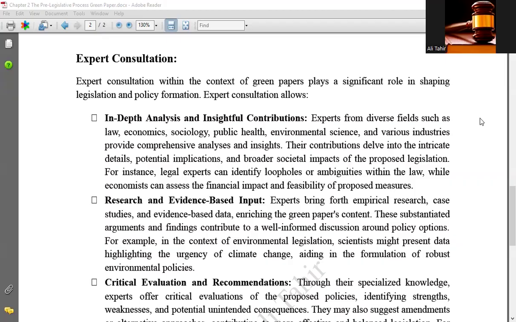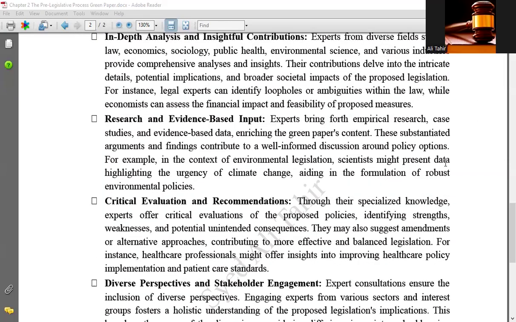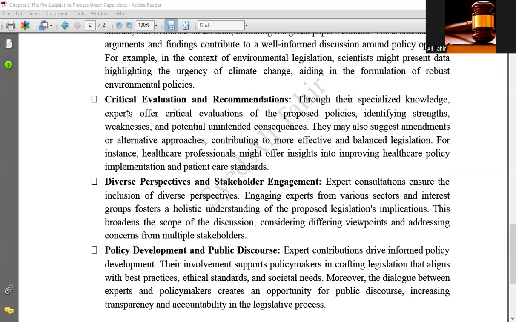Critical evaluation and recommendations. Through their specialized knowledge, experts often offer critical evaluations of the proposed policies, identifying strengths and weaknesses and potential unintended consequences. For instance, I am a lawyer. If I start making environmental policy, if I start stating that a particular chemical must be disposed of in a certain way, that would be unreasonable of me because I am not a chemical specialist. I'm not an expert in the field. I'm not a chemist. I'm not a chemical engineer. I'm not an environmental management scientist. I do not know the intricacies of that process.